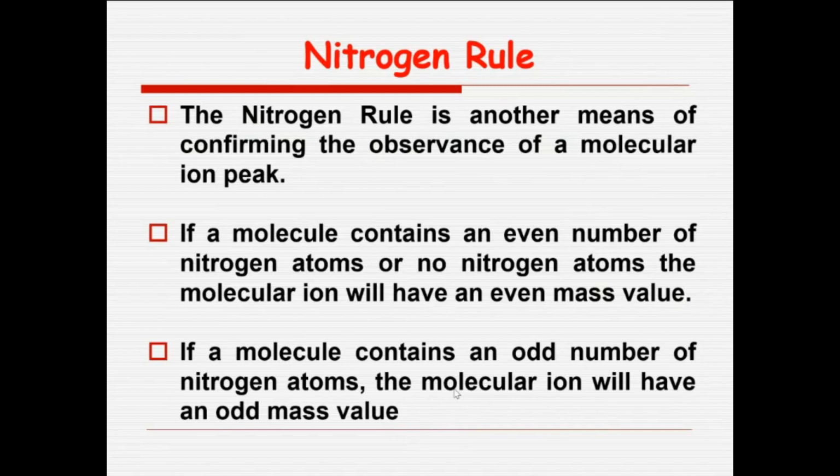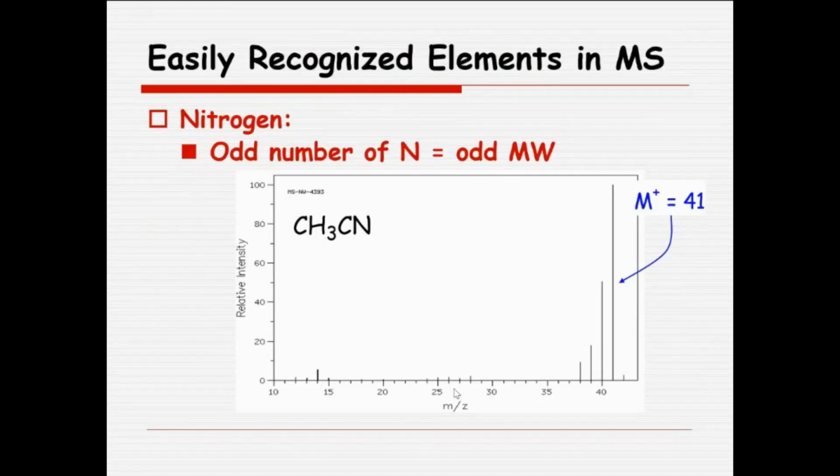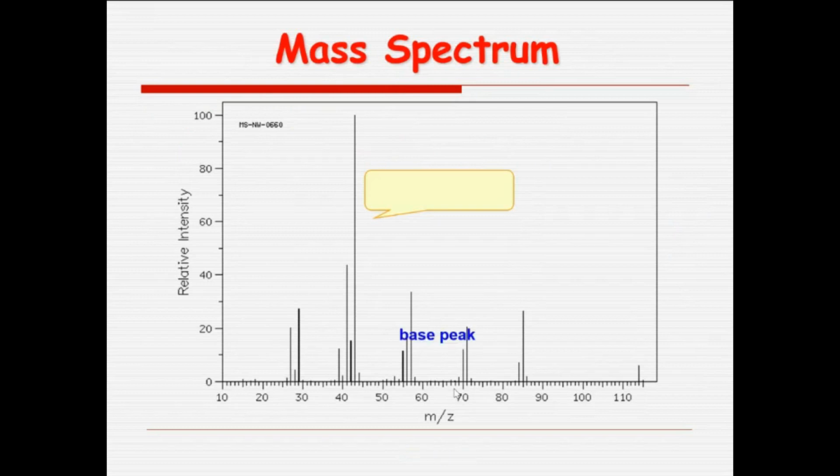The nitrogen rule: generally, if a molecule has nitrogen, you'll have an odd molecular mass. Any molecule with an odd number of nitrogen atoms will have an odd molecular mass. Any molecule with an even number of nitrogen atoms, or no nitrogen, will have an even mass. So if the molecular ion's mass is odd, we can say nitrogen is present. You can see here CH3CN, 41.